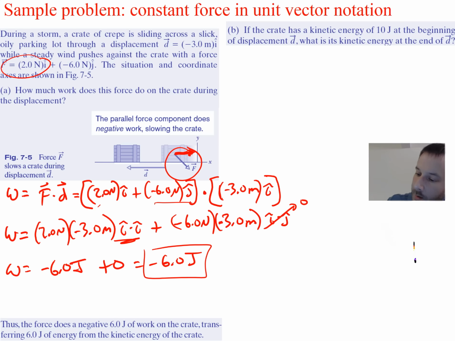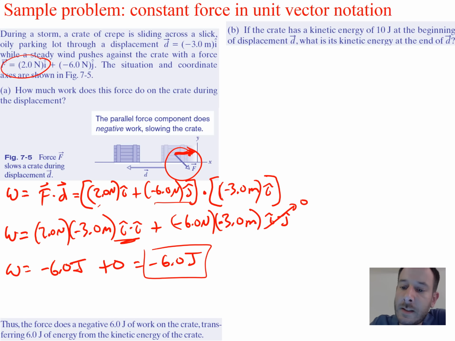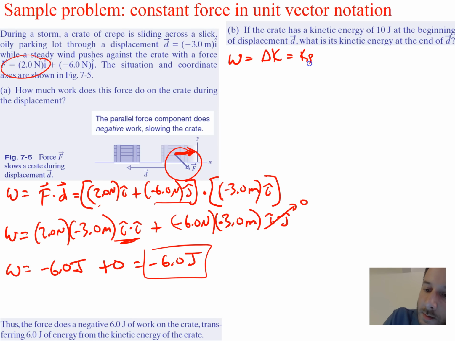Okay. The last part here is, now if the crate has a kinetic energy of 10 joules at the beginning, so if it's starting with some amount of kinetic energy, which it was, right, because it was moving to the left, what is the kinetic energy at the end? So again, work is just the change in kinetic energy, that's kf minus ki. I want to solve for what the final kinetic energy was. I want to know what it ended with.